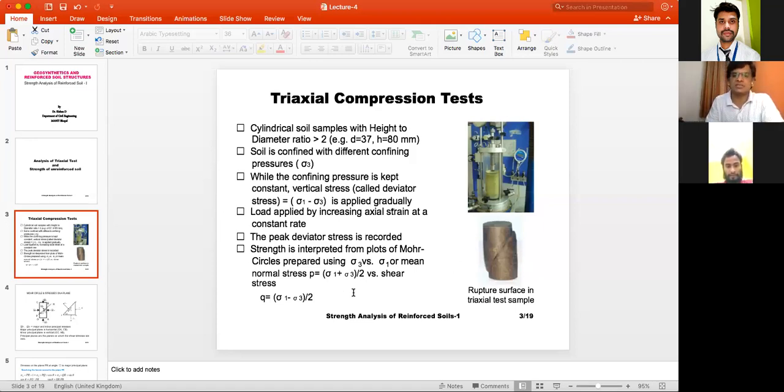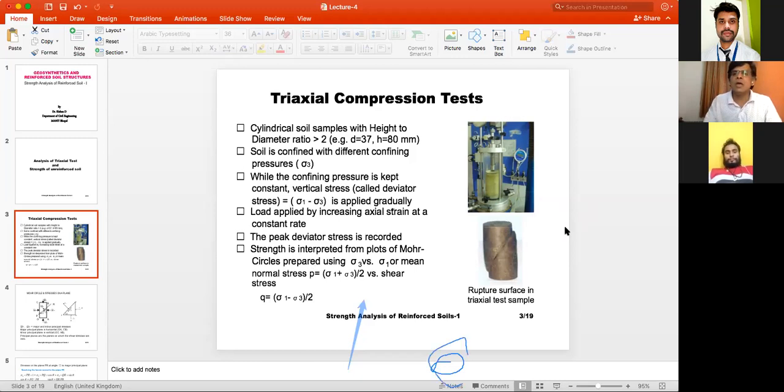The peak deviator stress has to be recorded: the moment the sample fails, the corresponding deviator stress. Then from this, strength is interpreted by plotting the Mohr circle, by preparing sigma 3 versus sigma 1, or mean normal stress versus shear stress, where the mean normal stress is P and the shear stress is Q. If you recall your shear strength chapter, you may determine the shear strength parameters by the Mohr-Coulomb equation, Mohr circle or PQ diagrams.